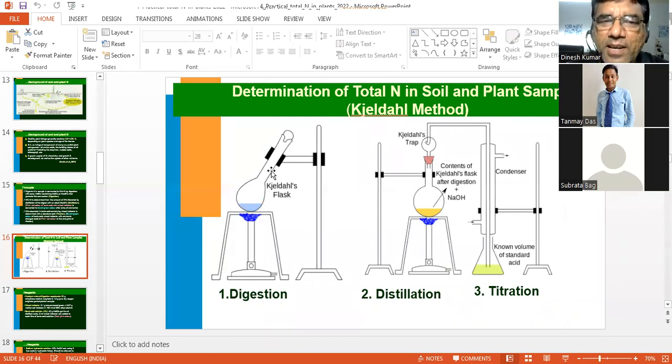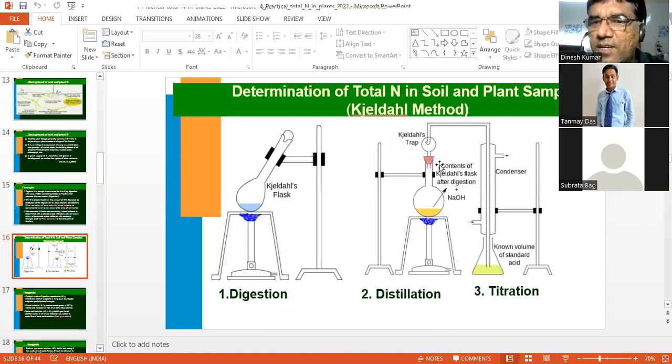When you get a very clean, clear liquid with no suspended particles, then you can ensure that your digestion is complete. Sometimes incomplete digestion is also there. Students don't take it seriously, but it should be very clean and clear. This is called your digest, and it contains nitrogen in ammoniacal form. And then you go for distillation.